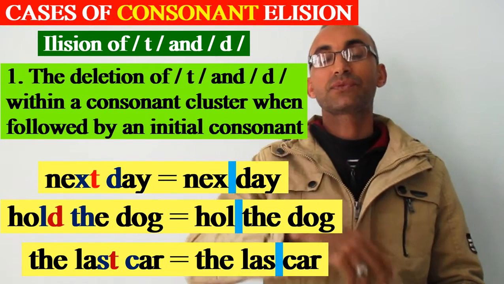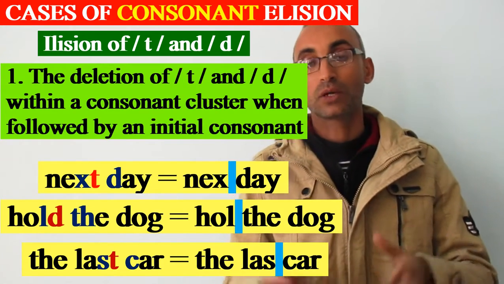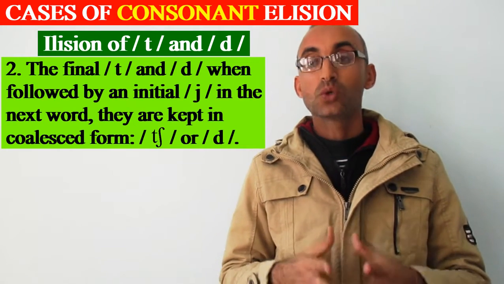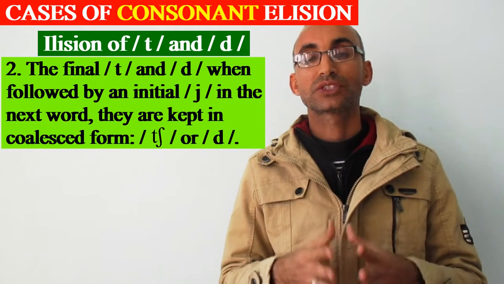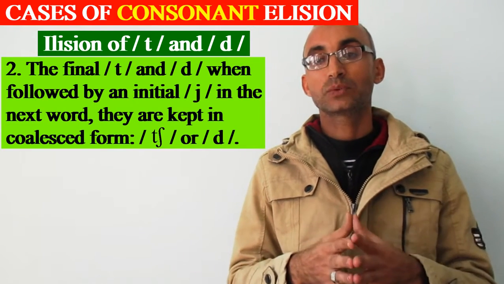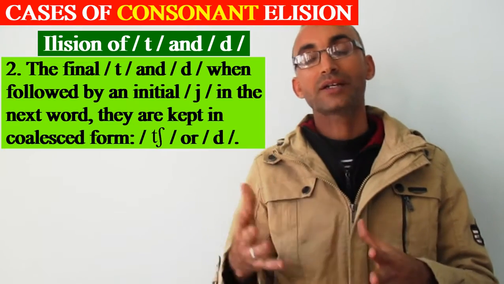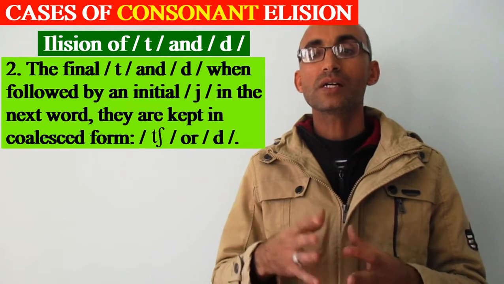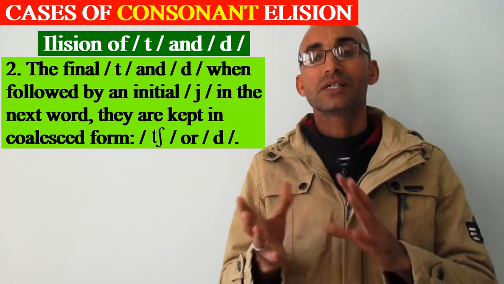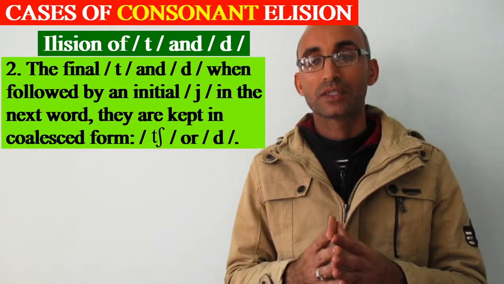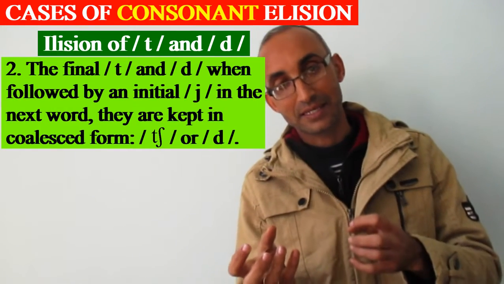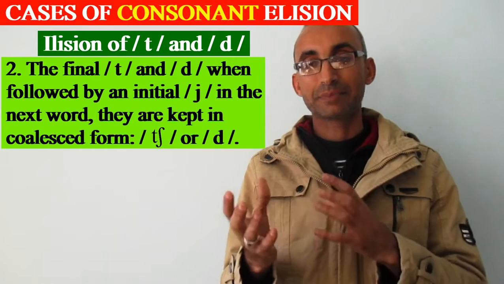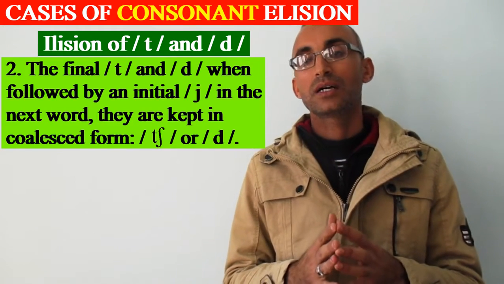Clear? Also, the second case for omitting consonants, related always to ta and da, is when final ta and da are followed by a word beginning with sound ya. Sound ya means the first word ends with ta or da, and the next one starts with ya. In this case the two sounds are coalesced. It means pronounced as one sound.